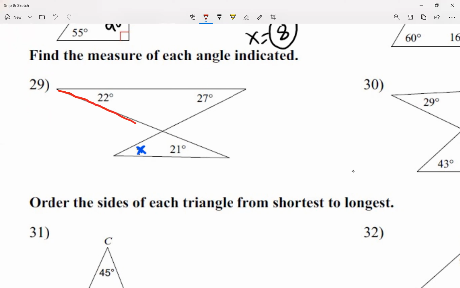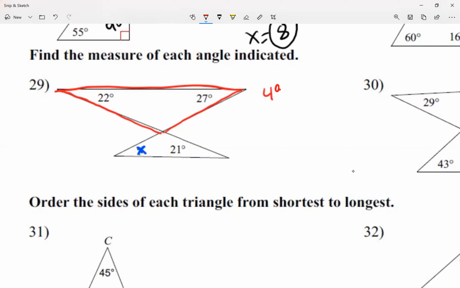So I'm looking at this triangle. I see two values, right? Two angles, 22 and 27. If I add those two numbers, 22 plus 27, I know I get 49. When you have two angles of a triangle, you can find the third one because you know all three add up to 180. So 22 plus 27 gave me 49. Let me subtract that from 180. So I'm going to get that the third angle is 131.